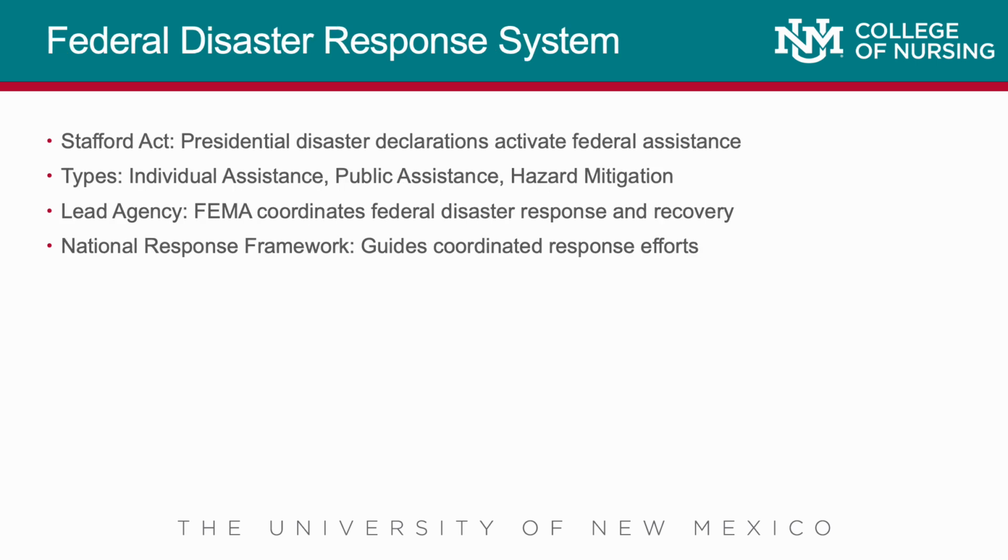The federal system is anchored by the Stafford Act. When disasters exceed state capacity, a presidential declaration activates federal assistance. This includes individual assistance, public assistance, and hazard mitigation. FEMA is the lead agency coordinating with state, local, and voluntary partners under the National Response Framework.